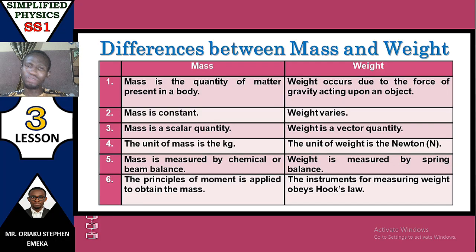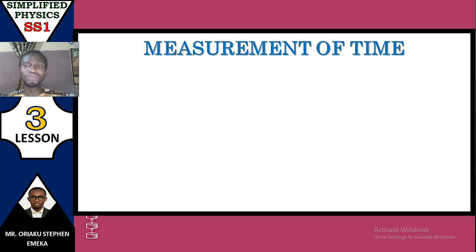Another thing we should also note, which is not here, is that mass is a fundamental quantity, while weight is a derived quantity. So these are the differences between mass and weight. So let's go to measurement of time.